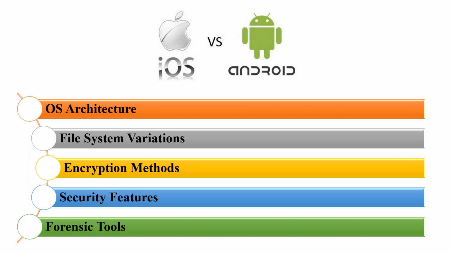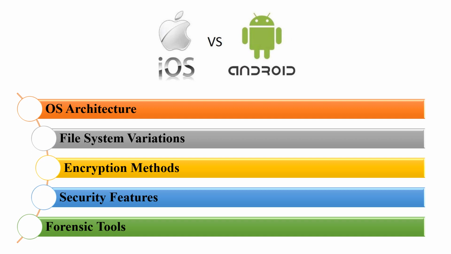Second one is file system variations. The file system structure varies between iOS and Android devices. iOS uses hierarchical structure, while Android uses open and accessible structure. Understanding this will help in extracting the data from the file systems. Next is encryption methods. Both of these operating systems employ encryption to secure user data. iOS offers end-to-end encryption, while Android offers encryption which varies between the devices and the versions of operating system.